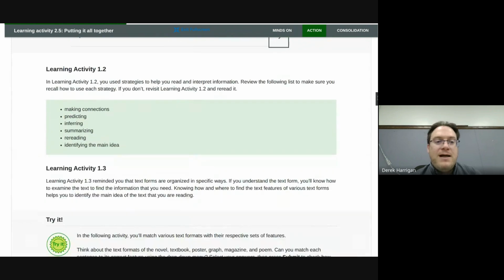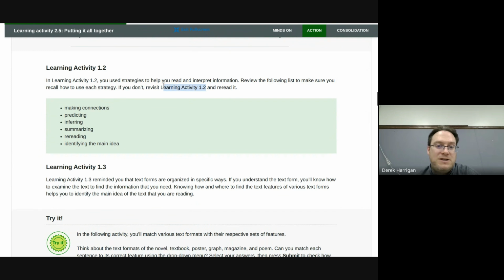In a review of Unit 1, Activity 2, we're going to talk about reading strategies, which was the big focus, and it's going to ask you to review the types of reading strategies that we looked at. So making connections, predicting, inferring, summarizing, rereading, identifying the main idea. If you don't remember these, or if you need a refresher, you can always go back to Unit 1, Activity 2, and you can take a look at examples and explanations.